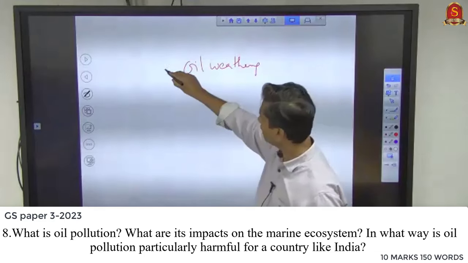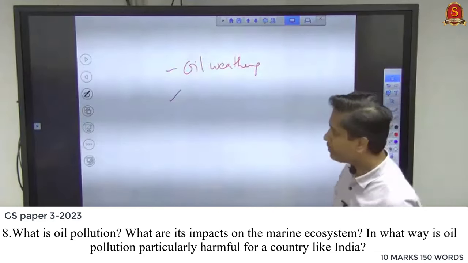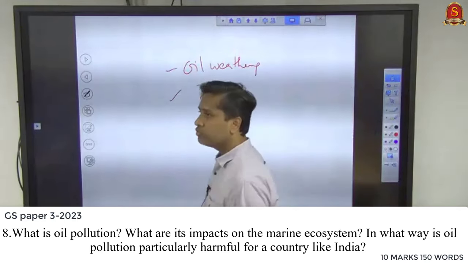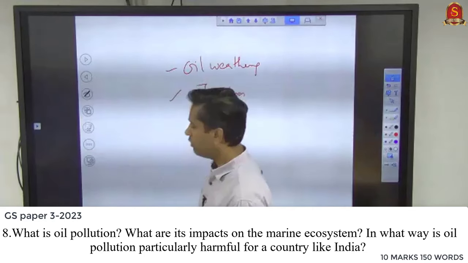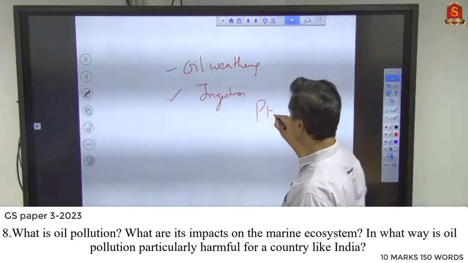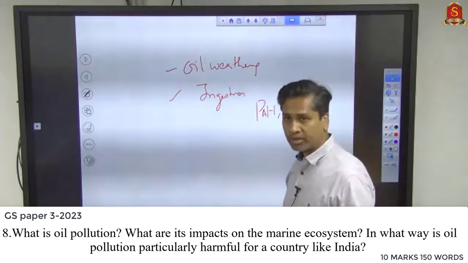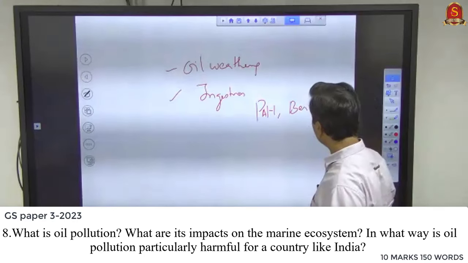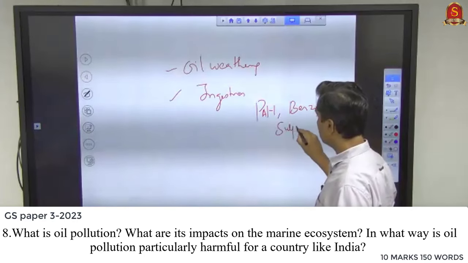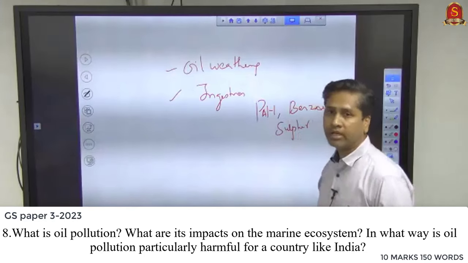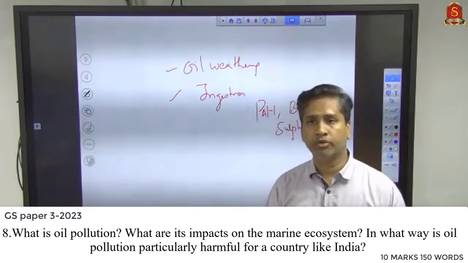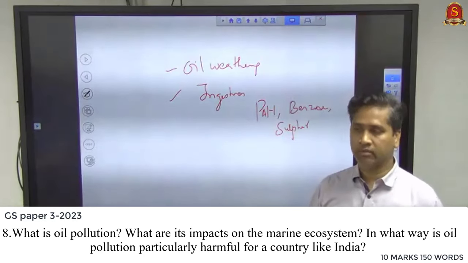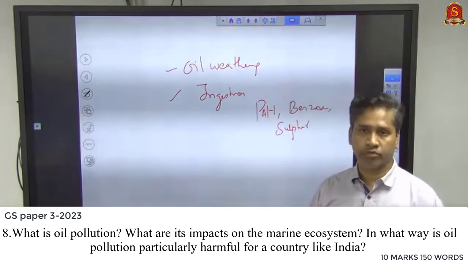Number two, the key point is ingestion. See, many animals consume this oil. Normally, this oil will contain some harmful chemicals like PAH, polycyclic aromatic hydrocarbon, benzene, formaldehyde, and it also contains some sulfur. So these are all very harmful. If you take PAH, it is a carcinogen, mutagen, and teratogen, and it also affects the system. So in what way, when it is ingested by dolphins or whales or fishes, does it affect them?